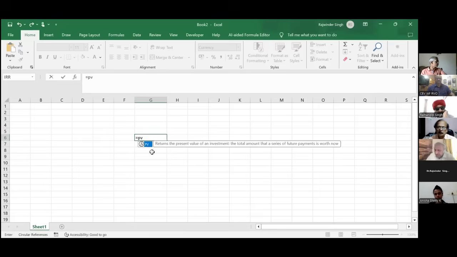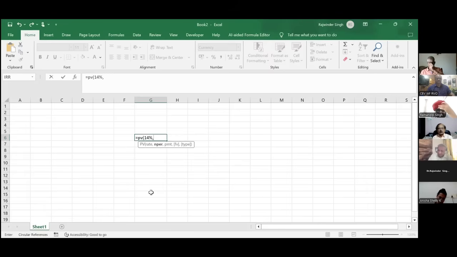So it will ask you certain parameters to be entered. First, it is asking about rate. Rate, you know, it is 14%. Next, it is asking for the payment, the rent which you have to get every year, which is 3 lakh. So remember, this value should be annual. If it is given monthly or quarterly, you have to convert it into yearly. So yearly it is 3 lakh.